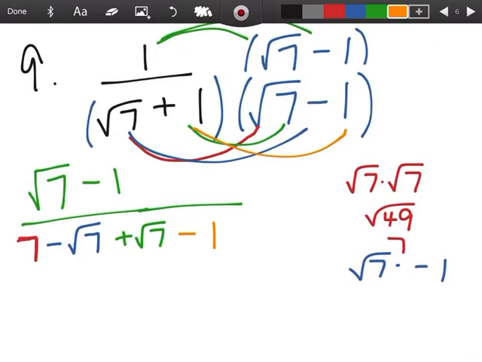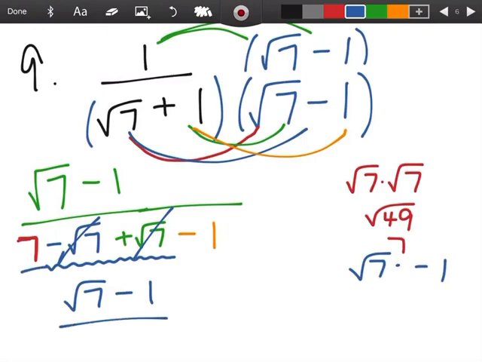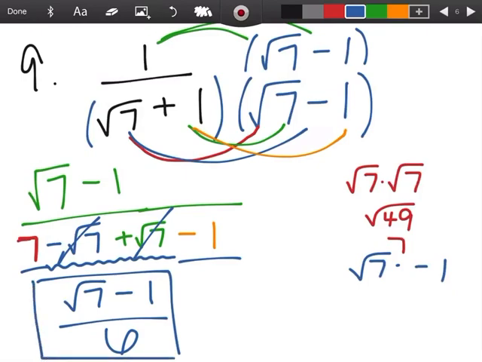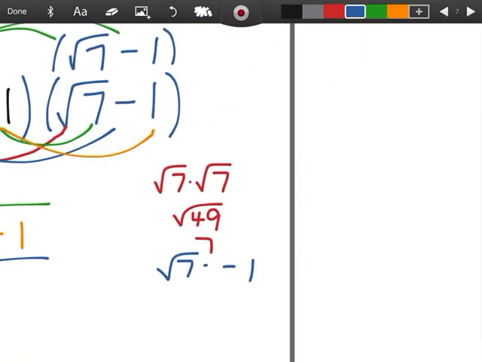So when I look at this denominator, I'm specifically looking at negative root 7 plus root 7. Those are going to cancel each other out. One's a minus, one's a positive. They cancel each other out completely. So root 7 minus 1 in the numerator over 7 minus 1, which is 6, in the denominator. And this is as simplified as possible. Nothing else cancels out, and the root is in the numerator where it's allowed to be.